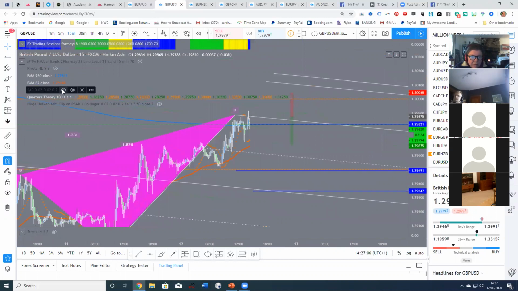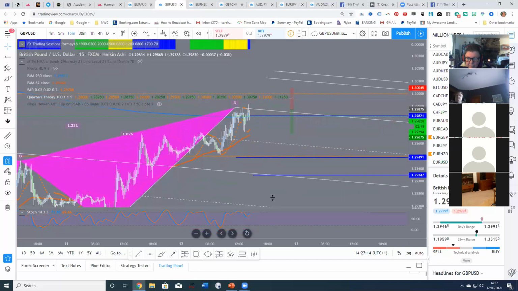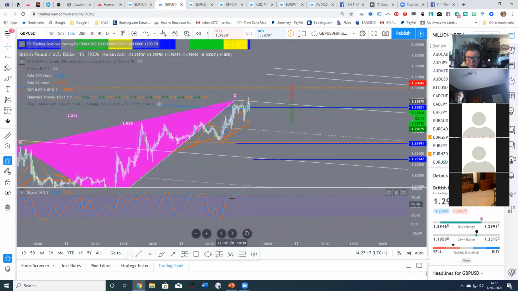Put your SAR on, and then let's see what the stochastic's doing. So the stochastic says on the 15-minute that it's still got some room to go up, because as we know, we want it to be over 80 in the extreme, saying that it's overbought and that it's going to come down, like it has here, outside the purple box, to under 20. What we're looking for is for it to come here.